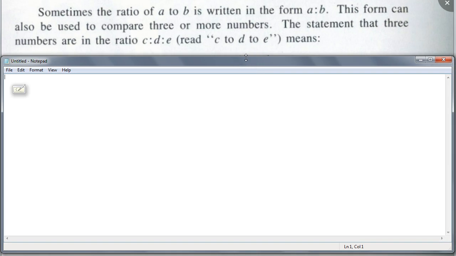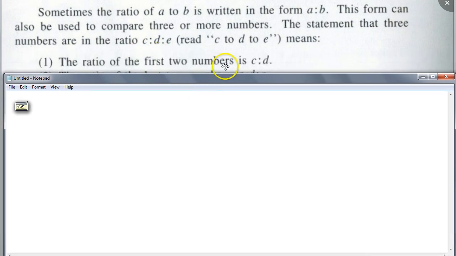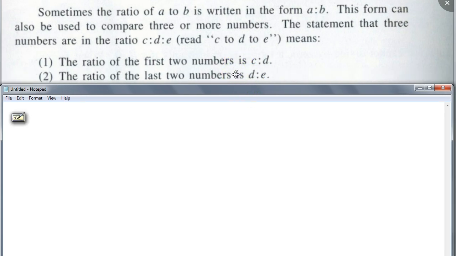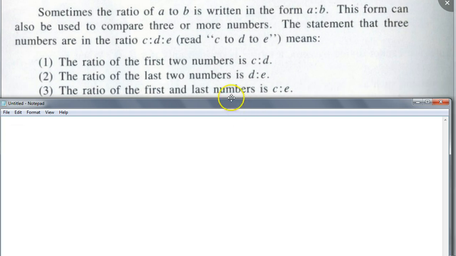The statement that 3 numbers are in the ratio C to D to E means what? It means the ratio of the first number to the second is C to D. The ratio of the second to the last is D to E. What about the ratio of the first to the last? That's what it means. Does that make sense?